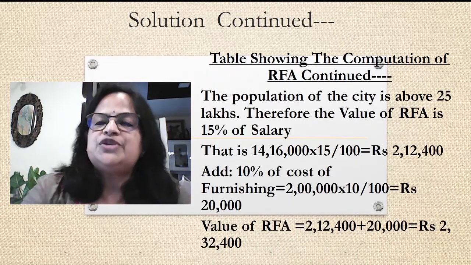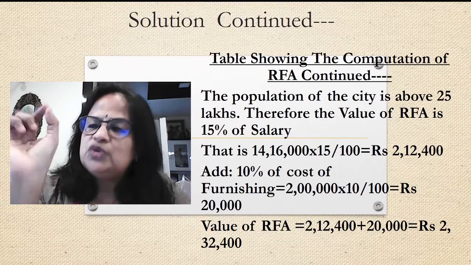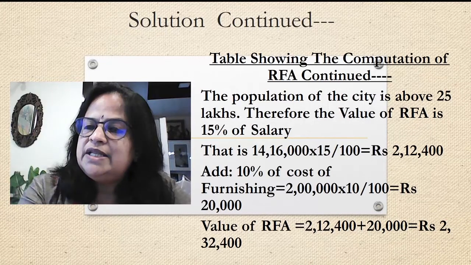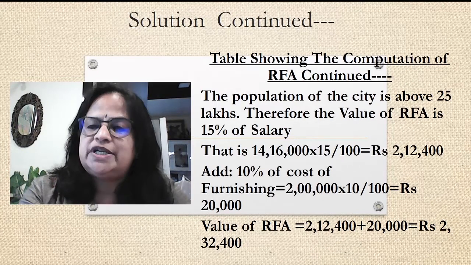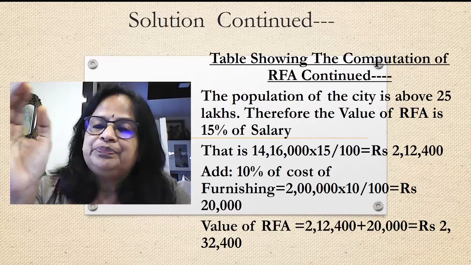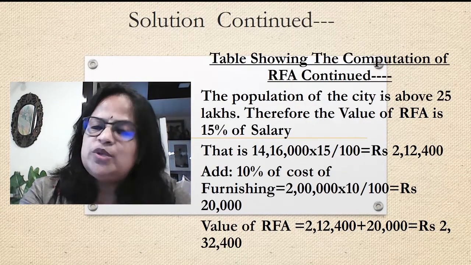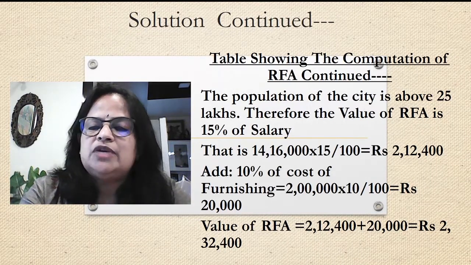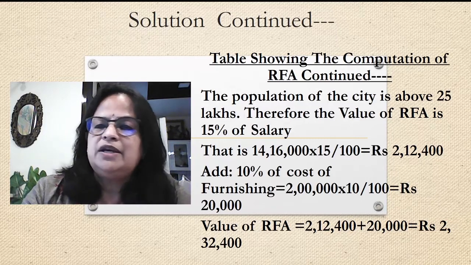Now computation of RFA. I told you the population of the city is about 25 lakhs, so it will come in city A. So 15% of salary: 14,16,000 salary we already computed, into 15 by 100, 2,12,400. Now it's a furnished accommodation, so 10% of cost of furnishing you have to add. 2 lakh into 10 by 100 is 20,000. Now value of RFA will be 2,12,400 plus 20,000, 2,32,400. So we have completed the computation. Only RFA is asked, so we are not calculating gross salary.